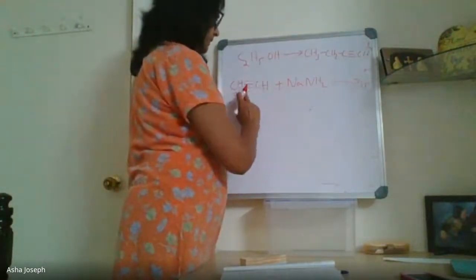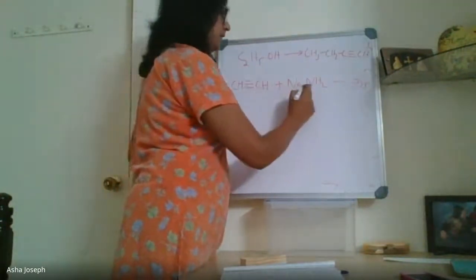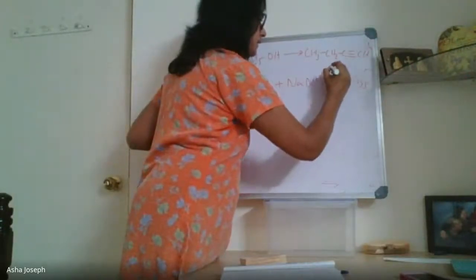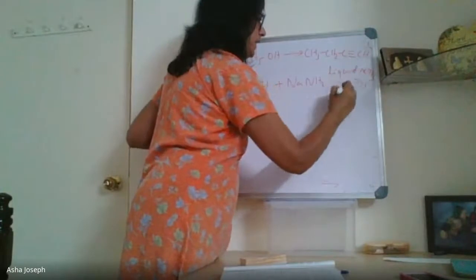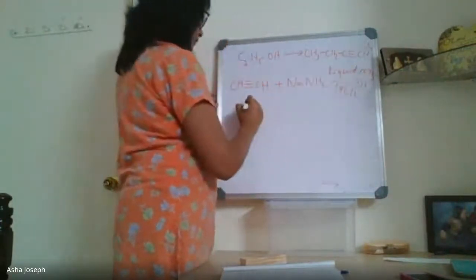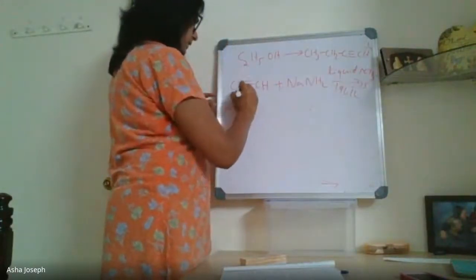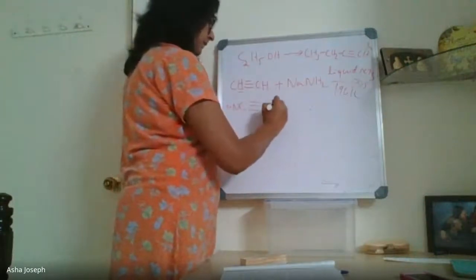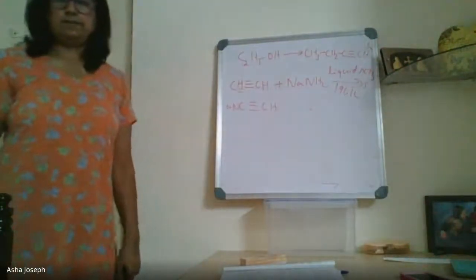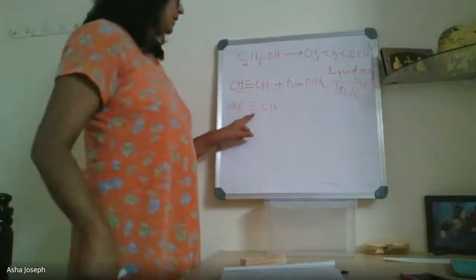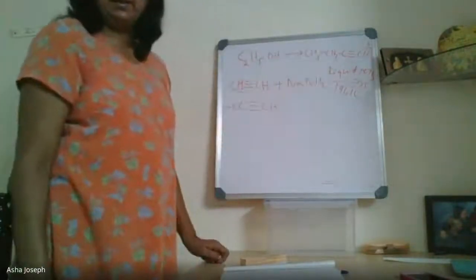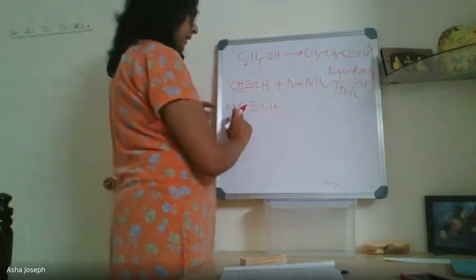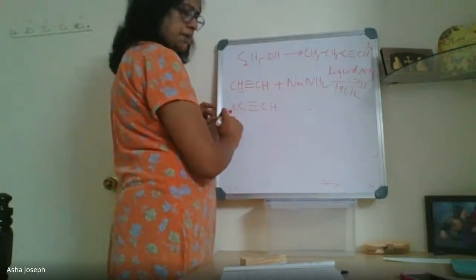So this is one reaction: ethyne with sodamide in the presence of liquid ammonia, at 196 Kelvin. You will get this compound, where H is replaced by sodium. And then we will use this compound to get but-1-yne. So you know that it is sodium acetylide.